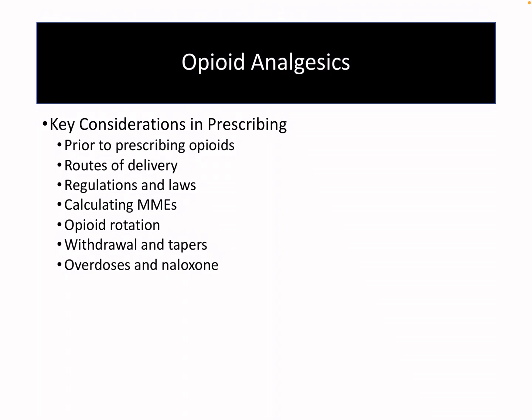Second, we're going to talk about different routes of delivery. Then we'll talk about regulations and laws related to opioids. Then we'll calculate MMEs and talk about calculations for opioid rotations. We'll talk about withdrawals and tapers and overdoses and using naloxone and when to use naloxone.